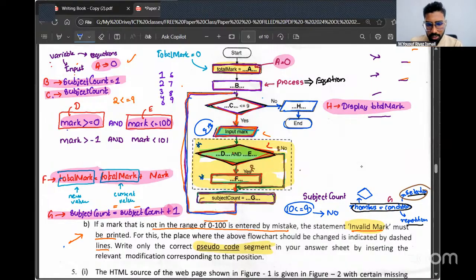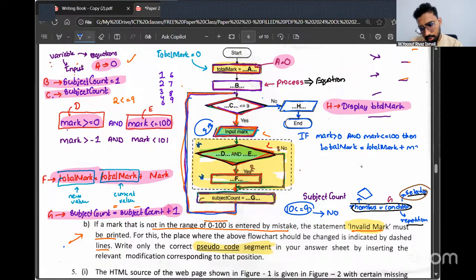So I'm going to write: if mark is greater than or equal to 0 and the mark is less than or equal to 100, then the total mark is going to be equal to total mark plus the entered mark. Or else display "invalid mark". Instead of display, you can mention print, show, output, anything is fine.